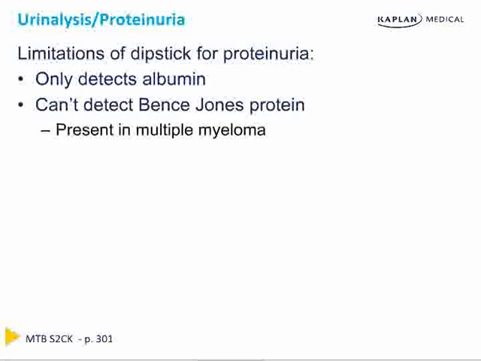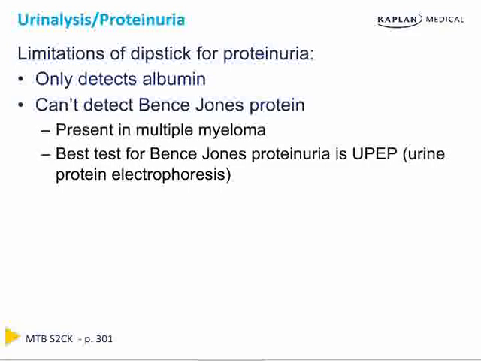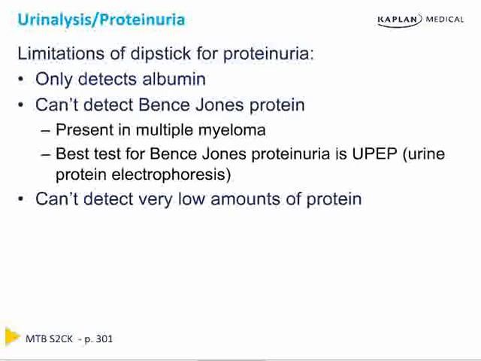So what test would you order if you were looking for Bence-Jones proteins? The correct answer here is UPEP. That stands for urine protein electrophoresis. The final limitation of the dipstick is that it can't detect very low amounts of protein like 50 to 250 milligrams per 24 hours.